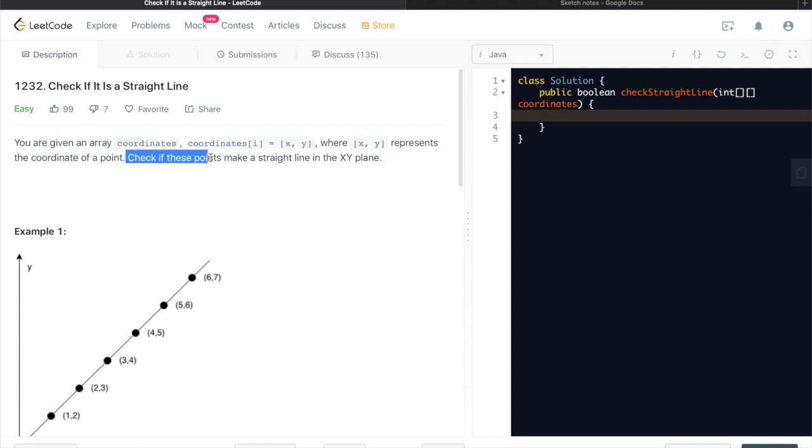How do we tackle this question? If any one of you has taken basic math in middle school or high school, you should have learned how a straight line is decided. It's basically decided by two points.